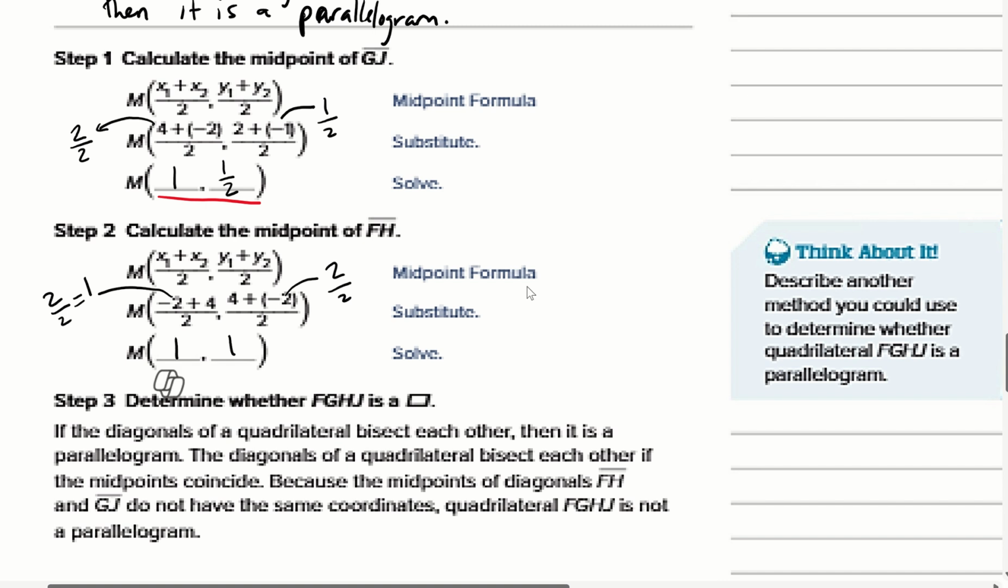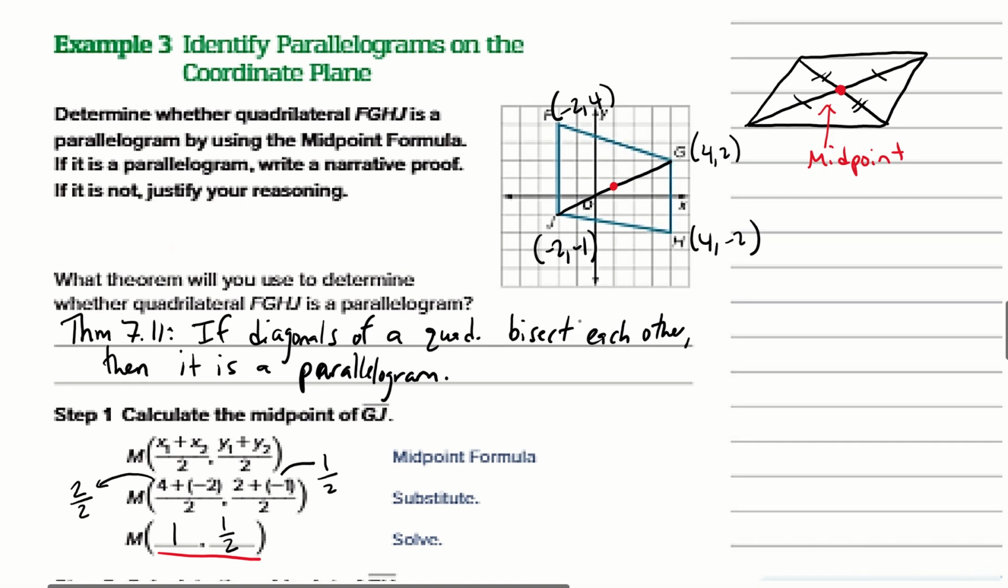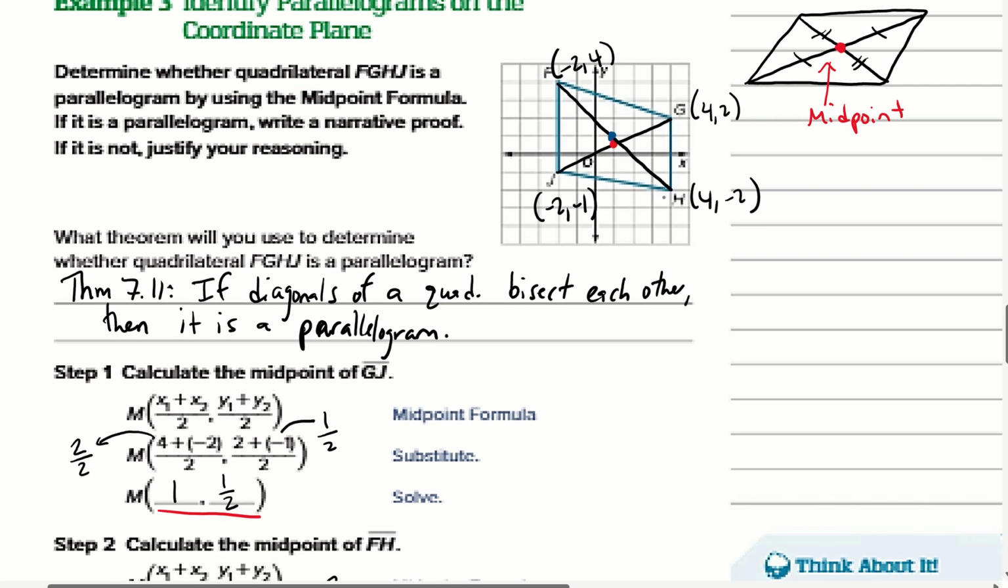So the coordinates of the midpoint are actually 1, 1. So right here, the point is actually right here. This is the midpoint. And you can see that the midpoints are not the same, right? This midpoint is 1, 1. This one is just below that. The midpoints are not the same. Therefore, these do not bisect each other.